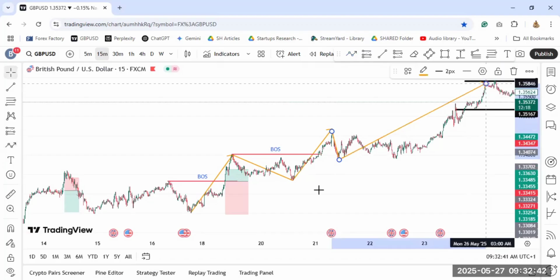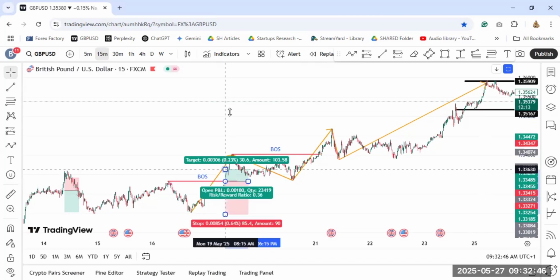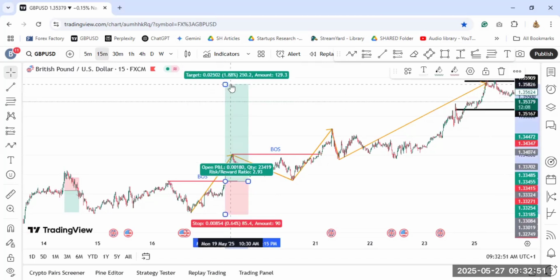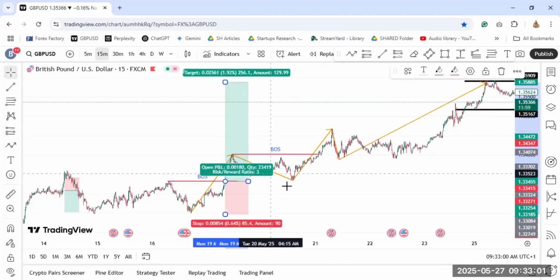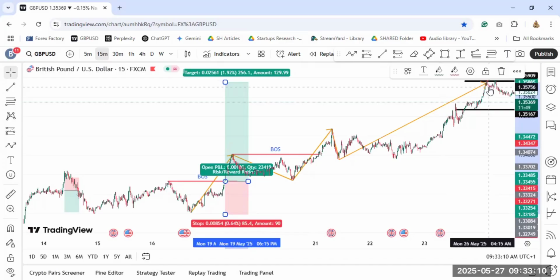So you can see if you had taken your entry at this first point here and you were to hold on, even at this level you would have gotten up to about 3 times your risk. Look at the 3 here. So you would have gotten a risk to reward of 3. Your entry was on the 19th of May and your take profit would have been on the 26th, which means you would have held it for 1 week, 7 days, to get 3x.